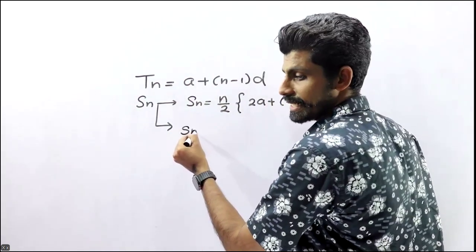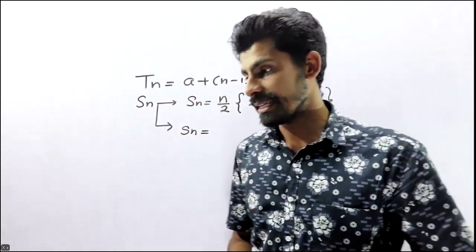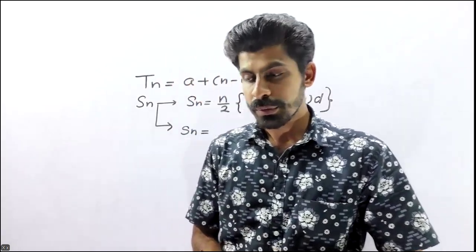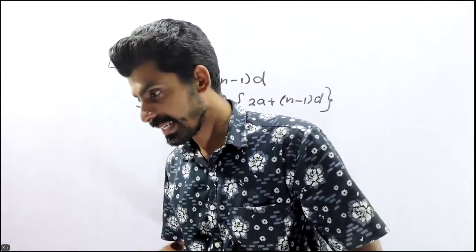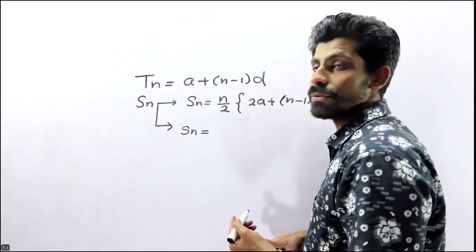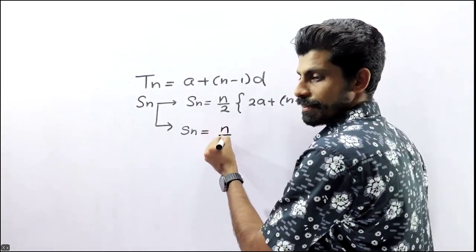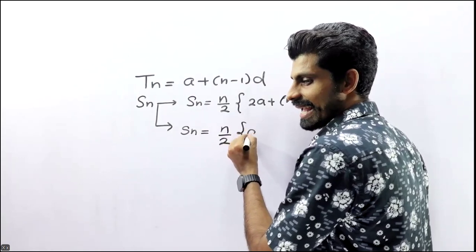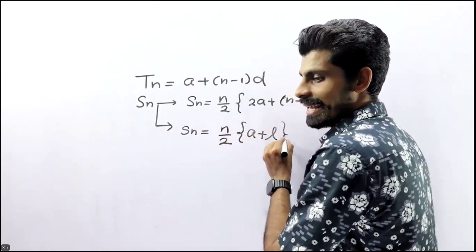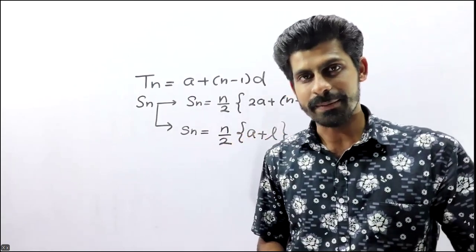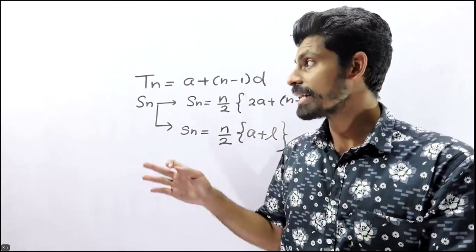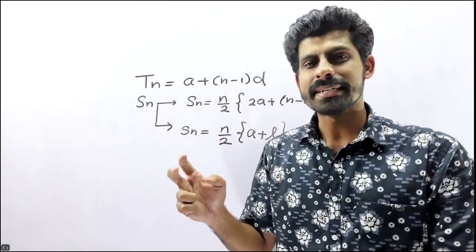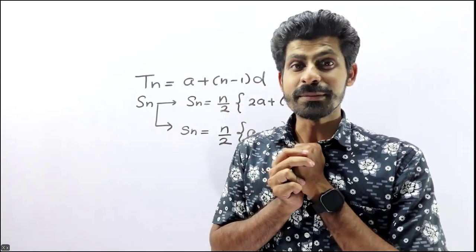Then what is the second equation? Sn equals n divided by 2, a plus l. Those are the arithmetic progression equations. So let's try to discuss at least two or three past papers.